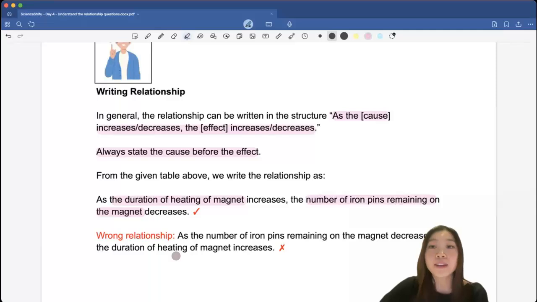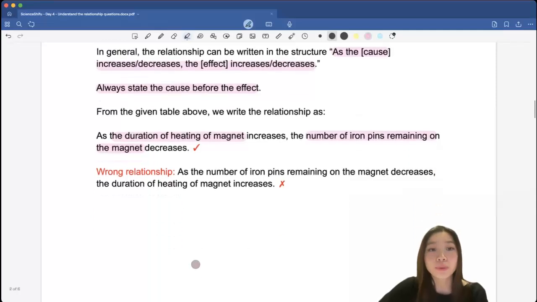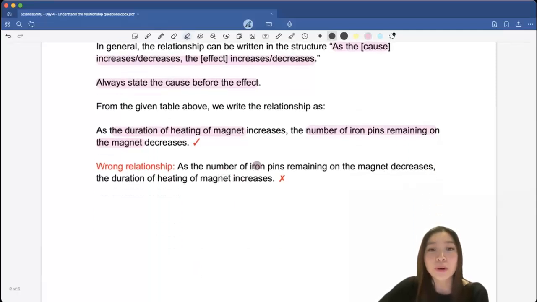We have an example of a wrong relationship here: as the number of iron pins remaining on the magnet decreases, the duration of heating the magnet increases. Why is this wrong? This is because this answer stated the effect first before the cause, and therefore it is absolutely incorrect. In Great Solution, we always allow students sufficient practice so that they are very familiar with the answering techniques as well.